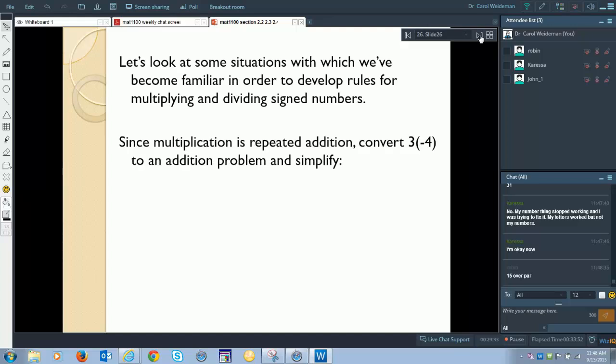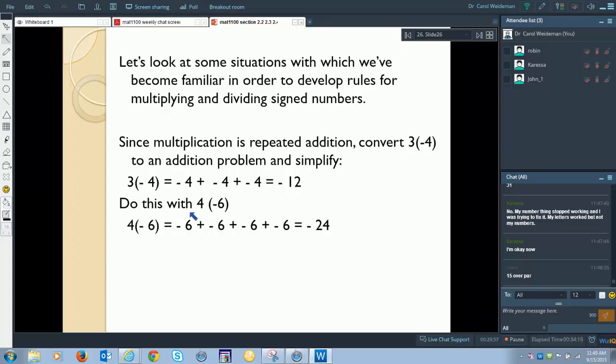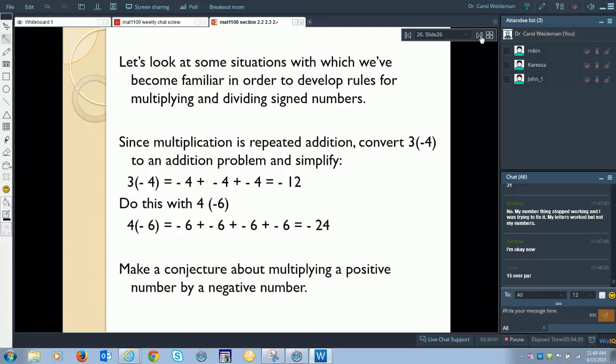So let's look at some situations here and develop some rules for multiplying and dividing. Since multiplication is repeated addition, we can convert 3 times -4 to an addition problem. That just means 3 times -4 is simply -4 plus -4 plus -4, or -12. Do the same thing with 4 times -6. So we're just adding -6 4 times, and we get negative 24.